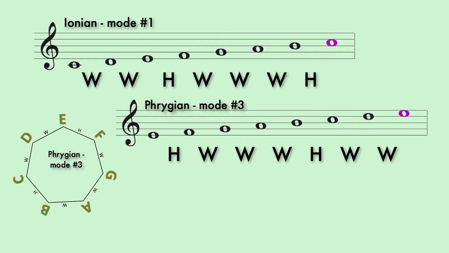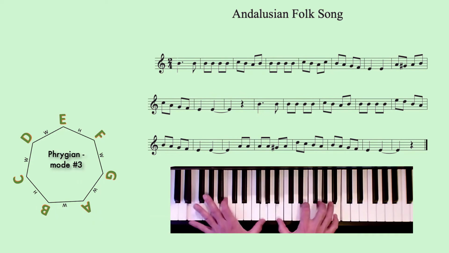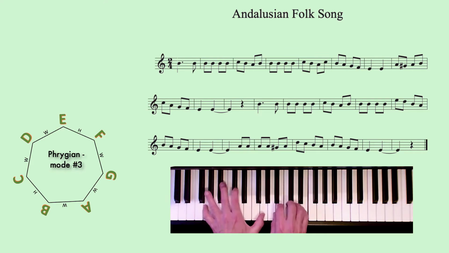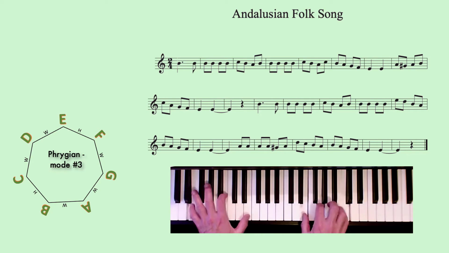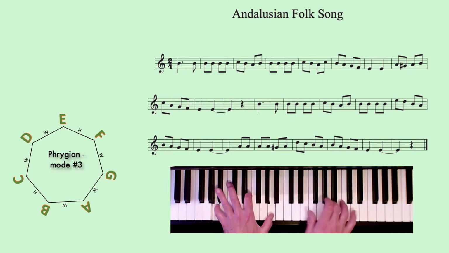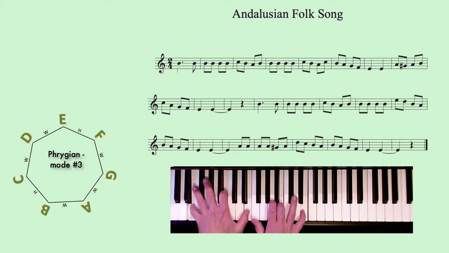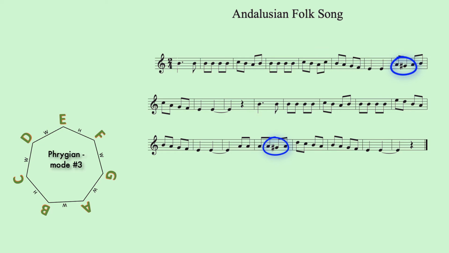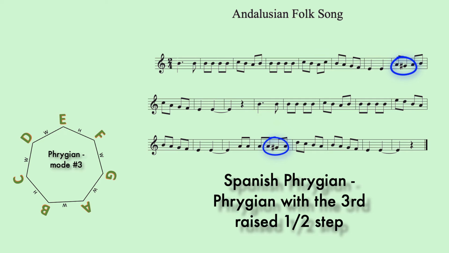You can hear the scale in lots of Spanish and Persian music. Here's an Andalusian folk song in E Phrygian. Note that there's a chromatic alteration of G sharp that appears occasionally in this song. It's not unusual to make some chromatic alterations in the modes, and this particular change of the third note of the mode to a major third above the tonic pitch creates a scale that we call Spanish Phrygian.